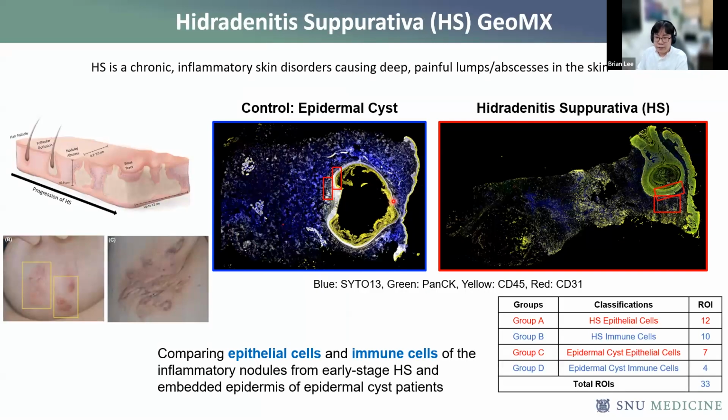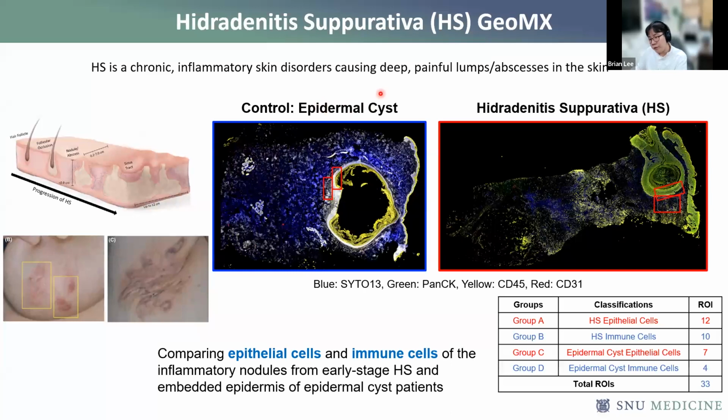Next, I'd like to skip over to a completely different disease area, hidradenitis suppurativa, or HS. And so HS is a chronic inflammatory skin disorder that causes these deep and painful lumps or abscesses within the skin. And so they're characterized by these kind of deep nodules within the skin. And so the goal of this project was to compare HS with epidermal cysts. So in HS, these cysts are characterized by these inflammatory sites, whereas epidermal cysts do not have these inflammatory sites.